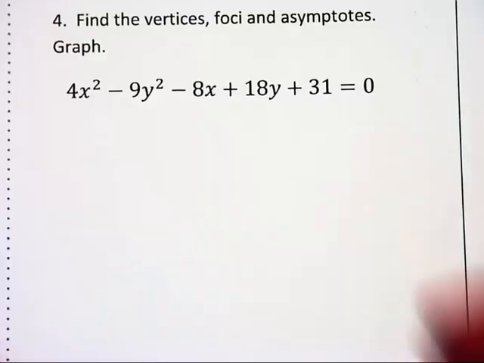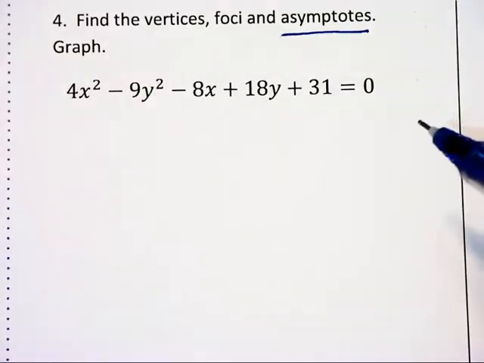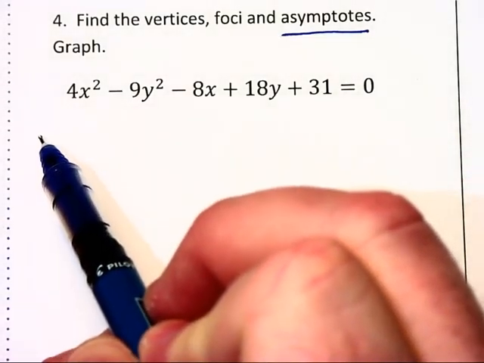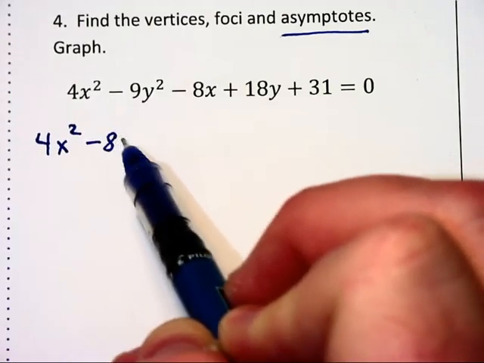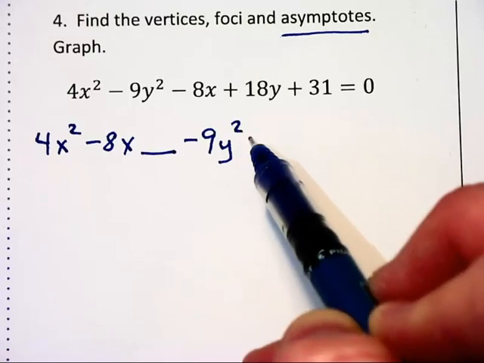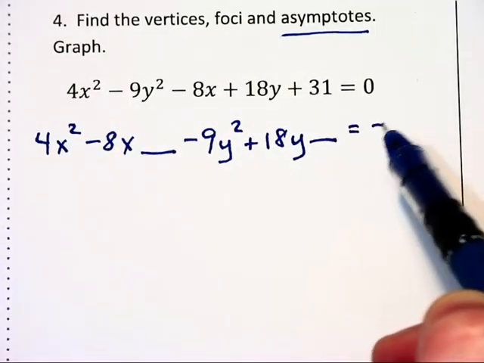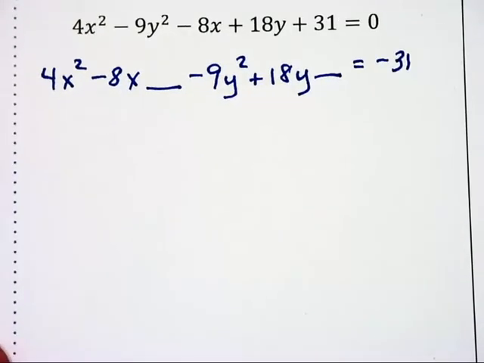Okay, when you see the word asymptotes in this next problem, you automatically know we're dealing with a hyperbola, so there's no major surprises here. So let's get straight to completing the square, grouping the x's and the y's separately. We have 4x squared minus 8x, leave a blank, minus 9y squared plus 18y, leave a blank to complete the square, equals negative 31. Now let's factor out the leading coefficients.